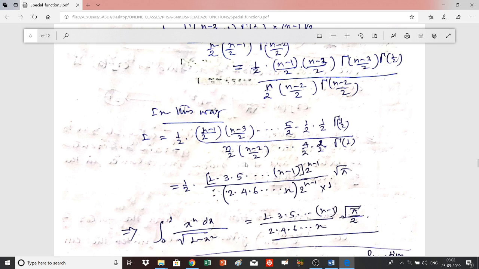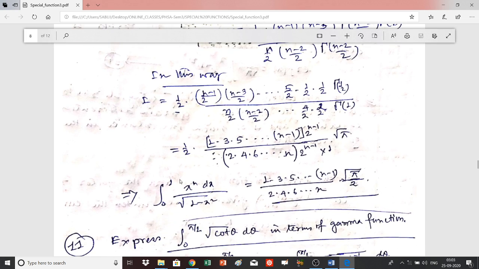And similarly, from this series, each term contains, this is one term before the last term. This is the one order before the last term. So in this way, you can also write this as 2, 4, 6, etc. and 2 to the power 1 by 2 to the power n minus 1. That is taken here. And then square root pi, because you know that gamma half is equal to root pi, and gamma 1 is equal to 1. That is the term here. So the integral is equal to 1, 3, 5 up to n minus 1, and these two will cancel out, over 2, 4, 6 up to n, square root pi by 2.